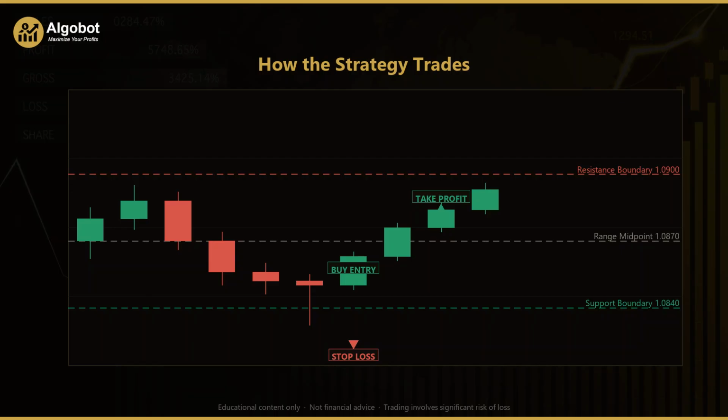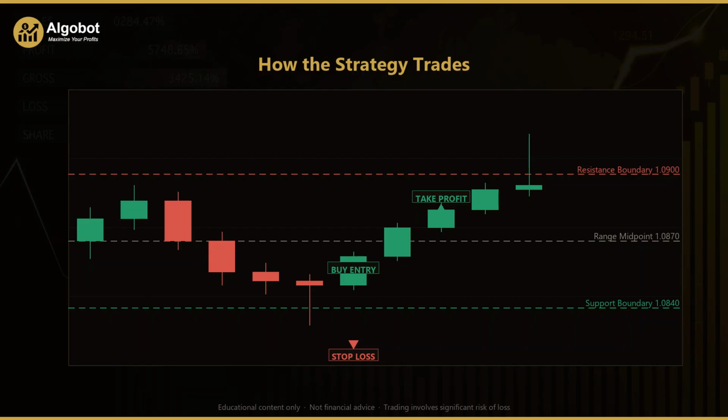From there, price begins to climb. Candle by candle, it works higher, away from support and back into the body of the range, until it reaches the take-profit target partway across the range, around the midpoint area. The long trade is complete, having captured that rotation from the floor back toward balance.